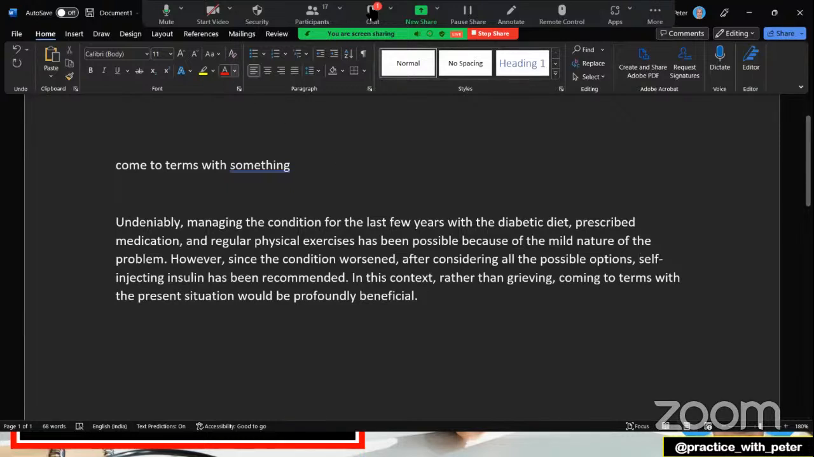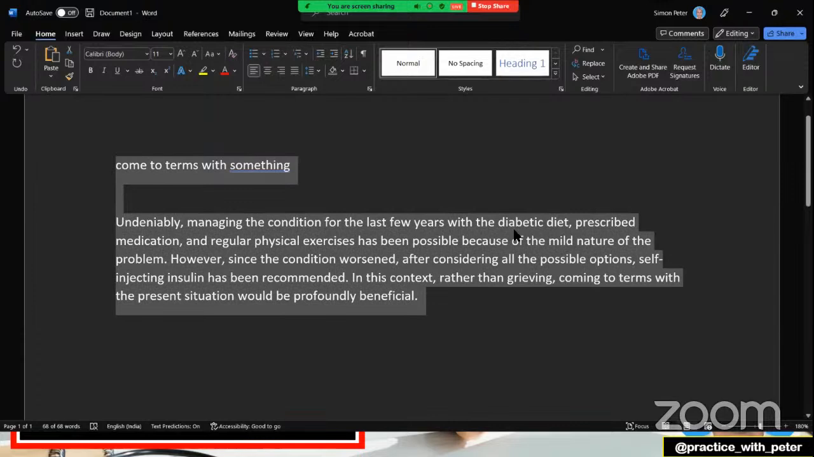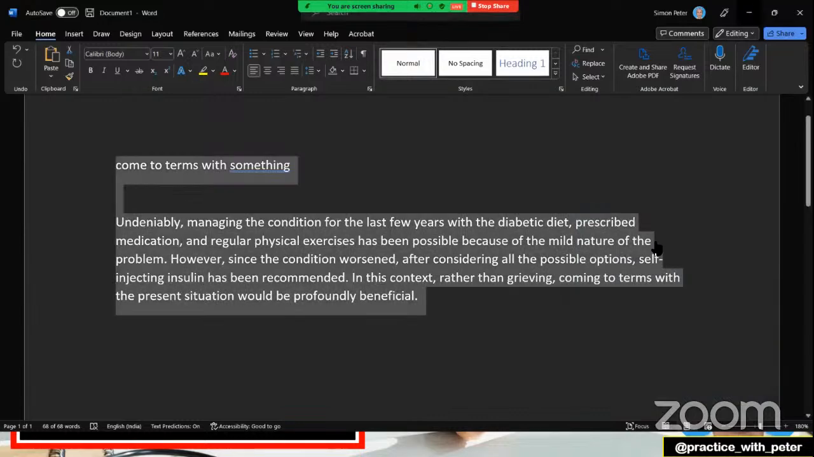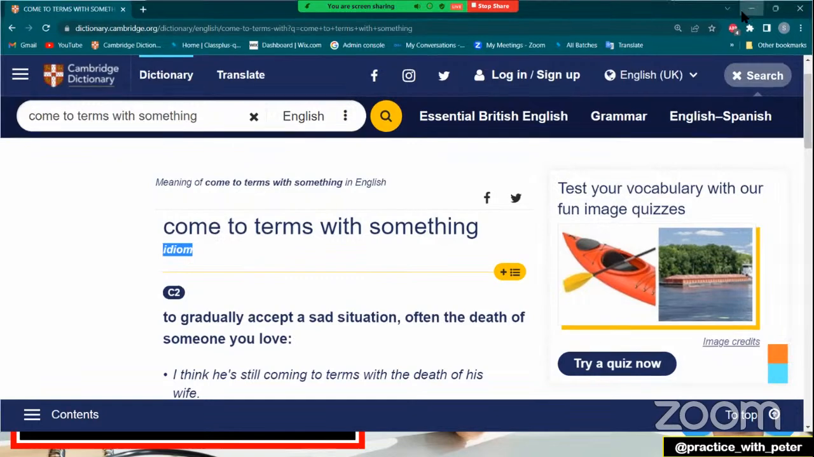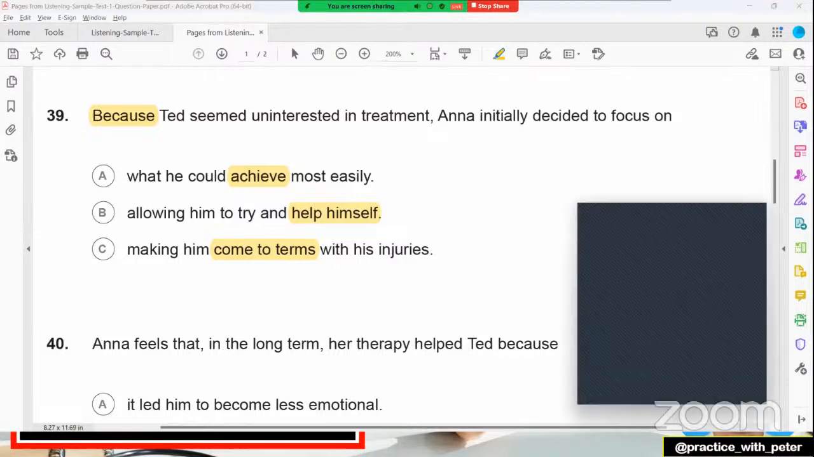You speak like this and you will definitely get an A grade in your speaking. Okay? Right. No doubt you'll get A grade. Sure. So accept the fact. Come to terms. Come on. Now give the meaning.